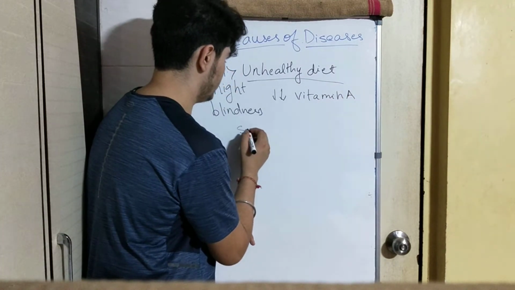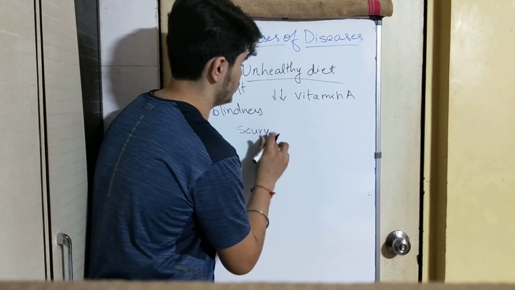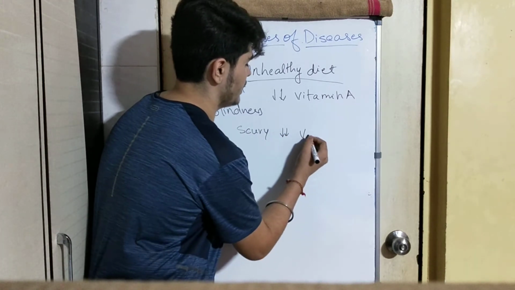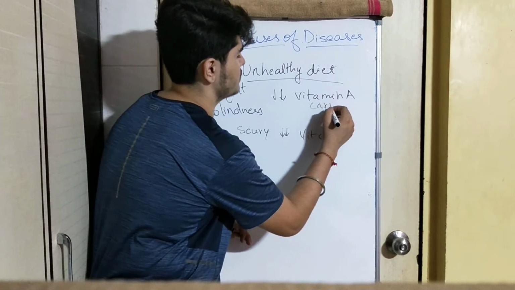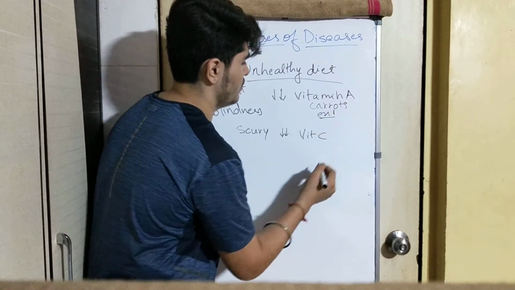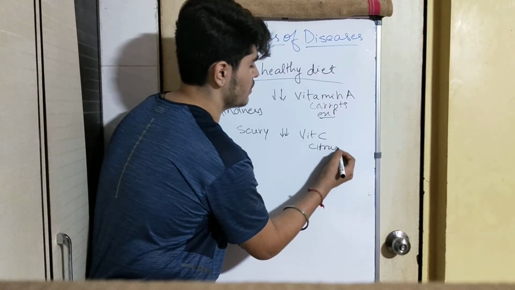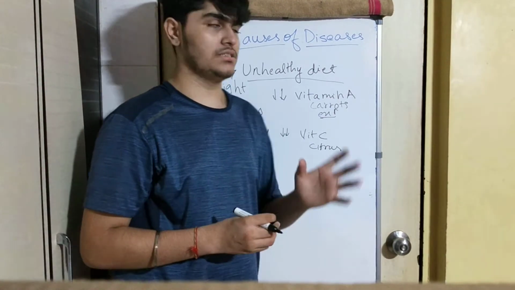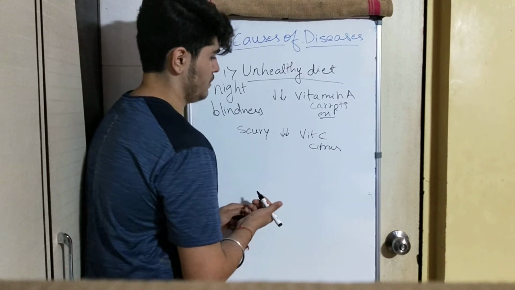Then scurvy, which is caused due to less intake of vitamin C. The source of vitamin A is carrots. It's just an example. Vitamin C, citrus fruits, that is lemon, orange, all the juicy fruits, that is citrus fruits, contain citric acid, which helps in the treatment of scurvy.